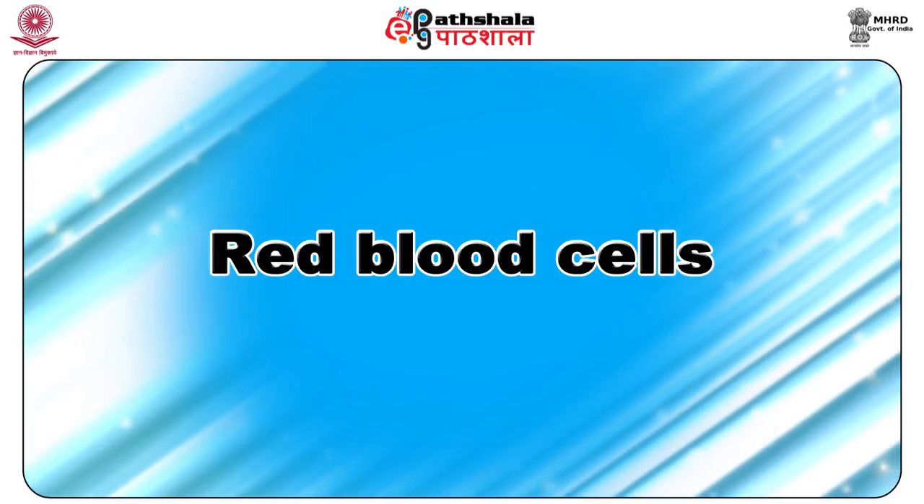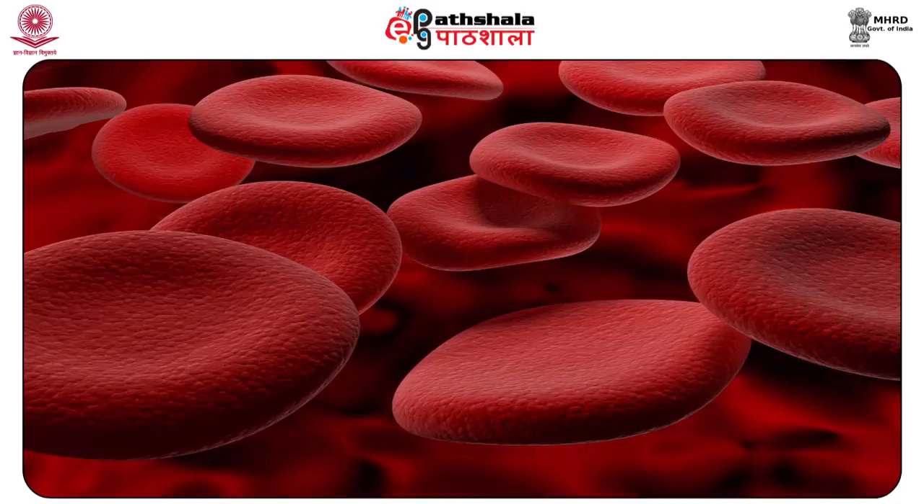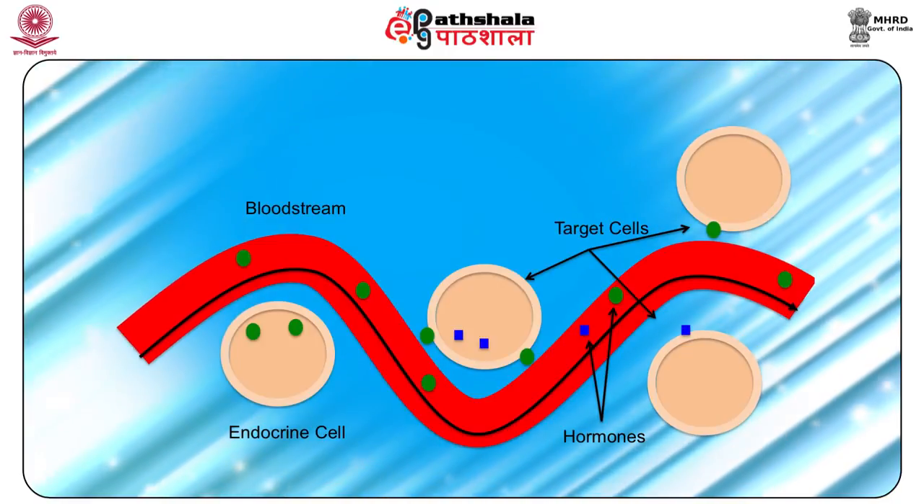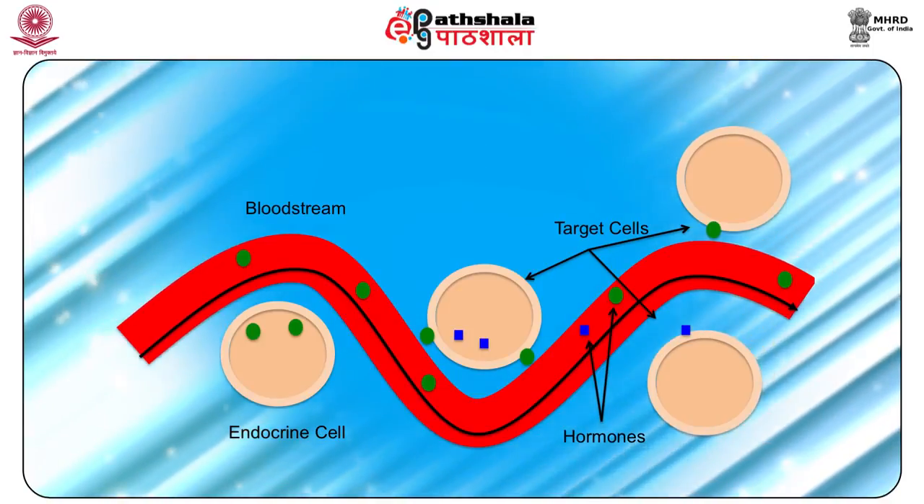Next, we will start with the red blood cells. Red blood cells are the most prevalent blood cells in the human body. They deliver oxygen through the blood from the lungs to the other tissues of the body.